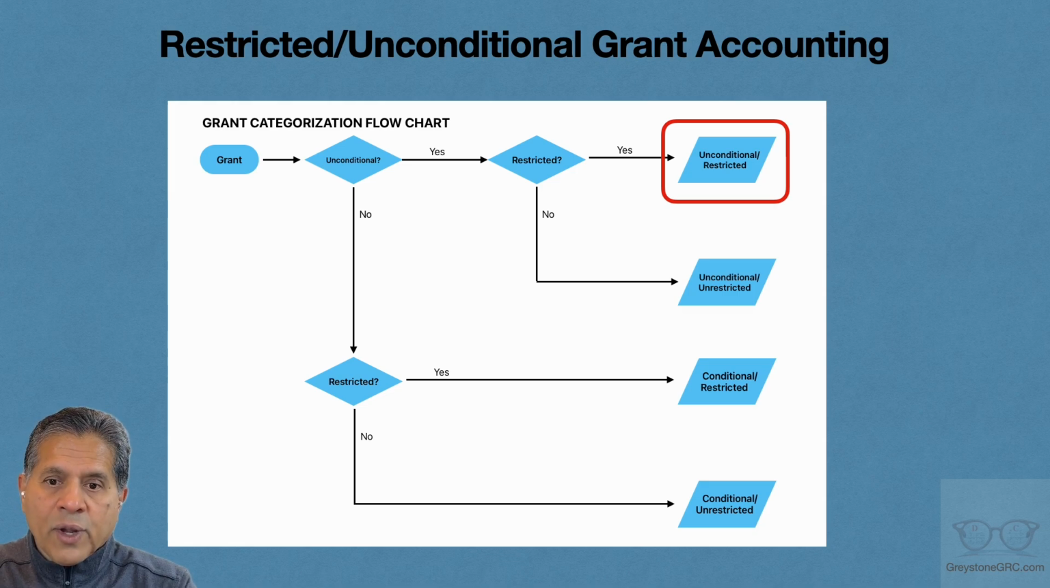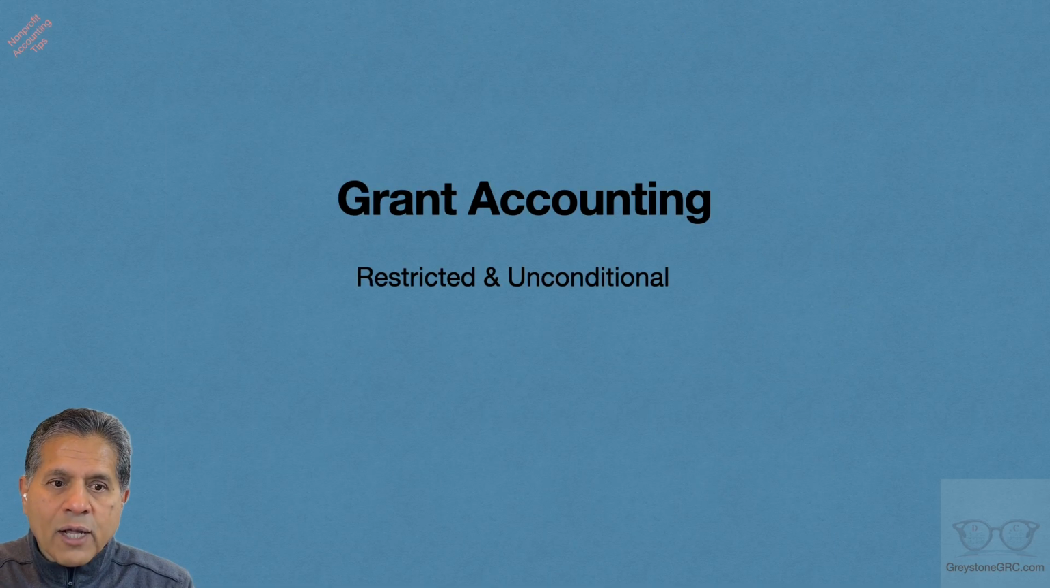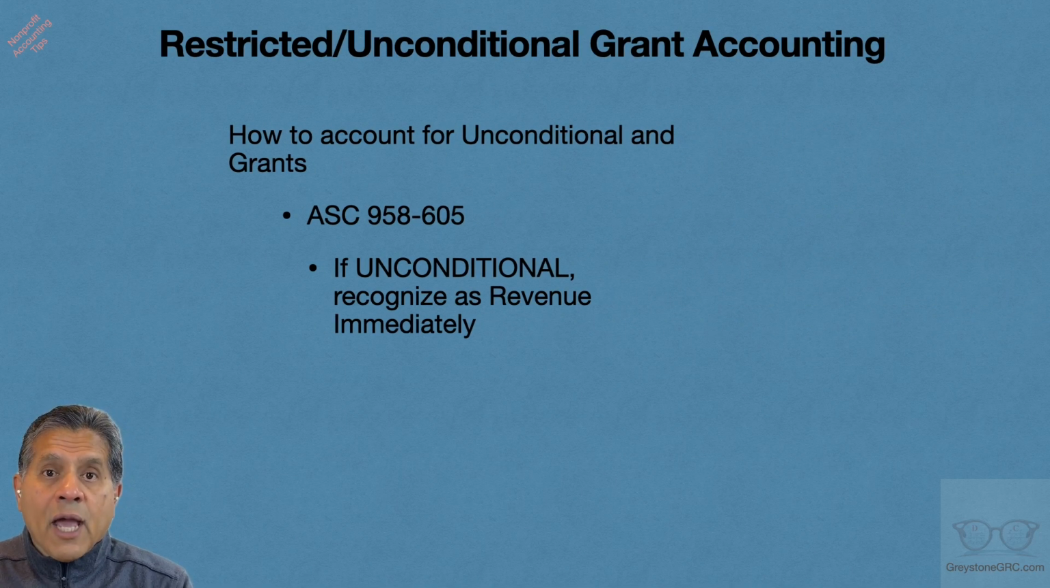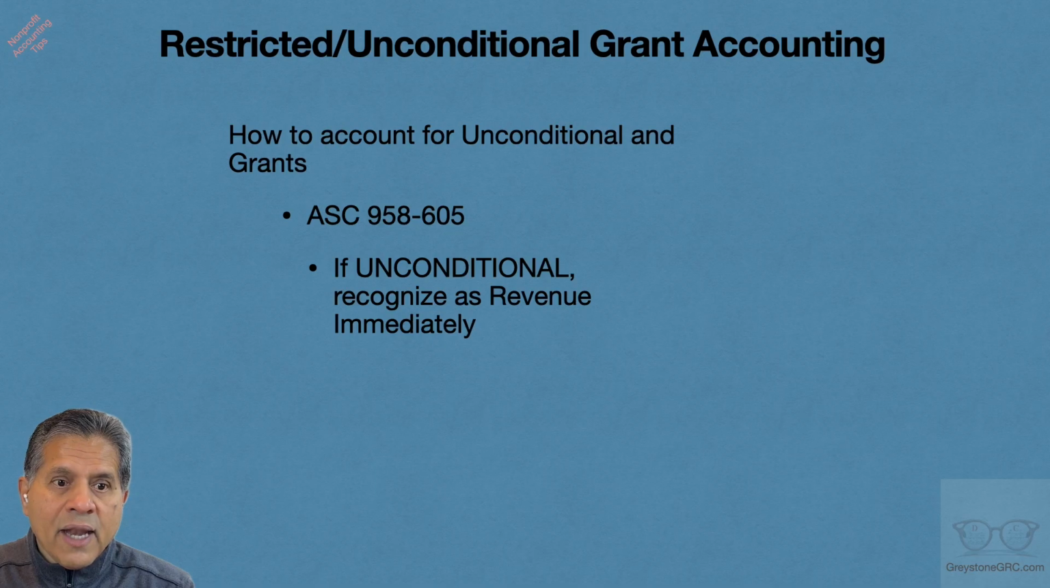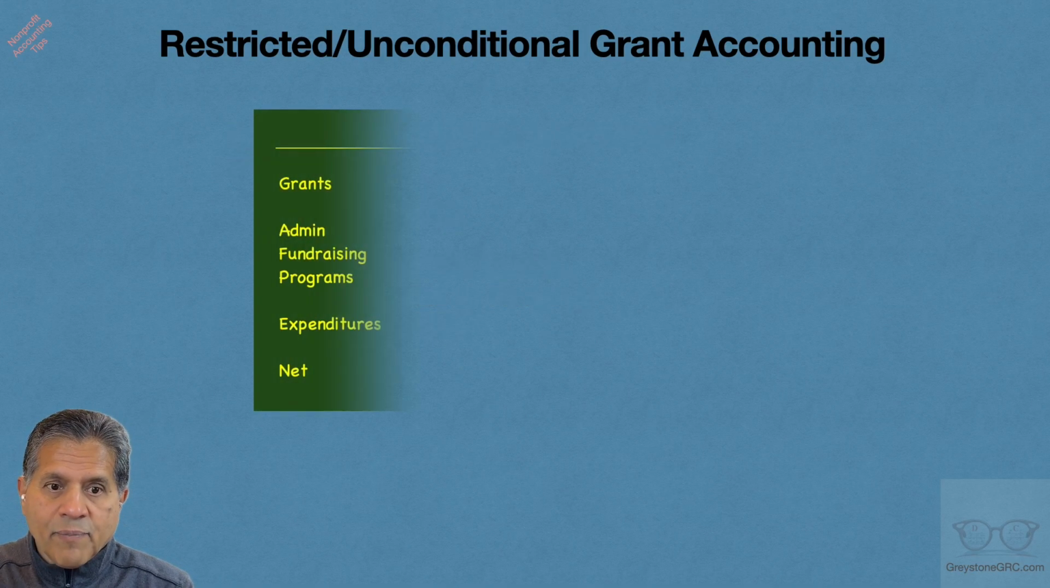In the previous video, we covered unconditional unrestricted grants. We also talked about how to classify grants. So with that, let's dive right into it. Welcome to Restricted and Unconditional Grant Accounting. So GAAP rules stipulate that unconditional grants be recognized as revenue immediately.